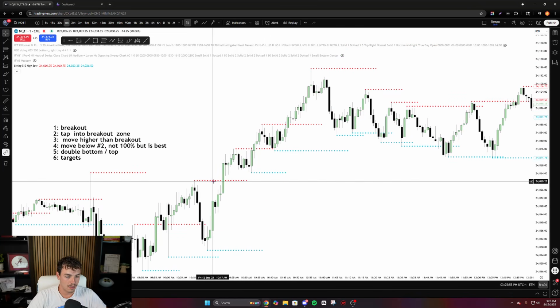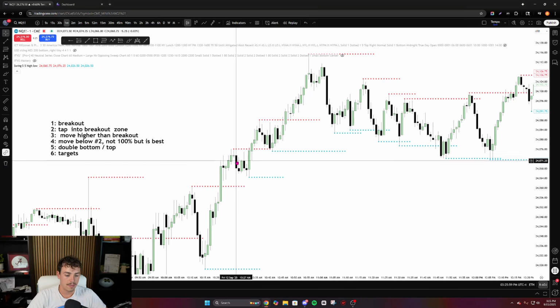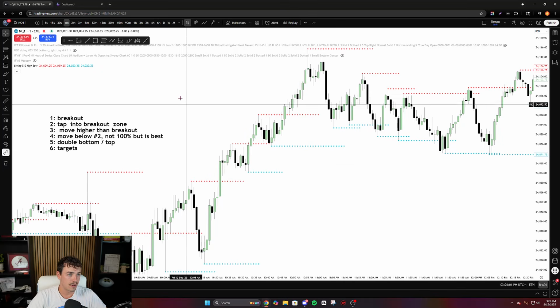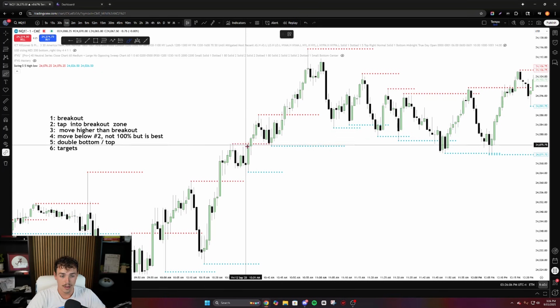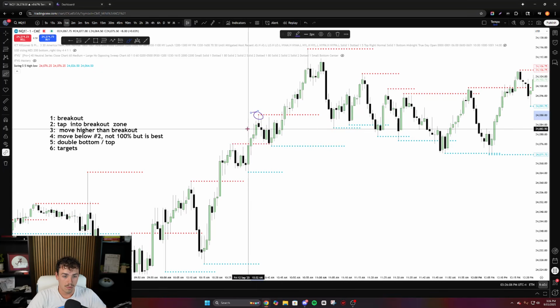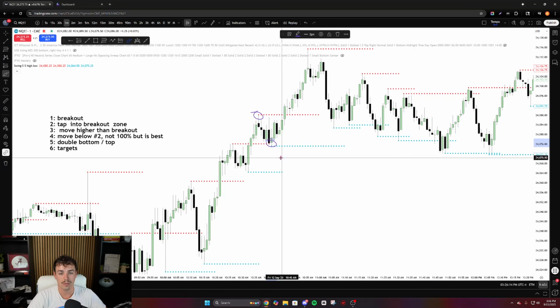This is looking like the next opportunity right here. Immediately after, at 10:20, 10:30, we have this that marked out from the swing point indicator. We break out. That's our 1. We break out, pull back, tap back into this area right here. That's 2. We move higher.